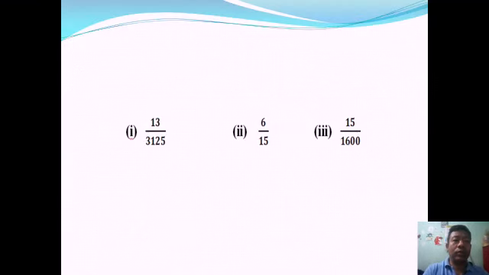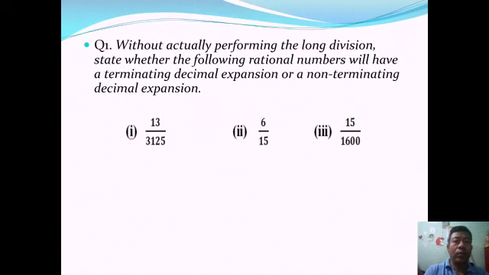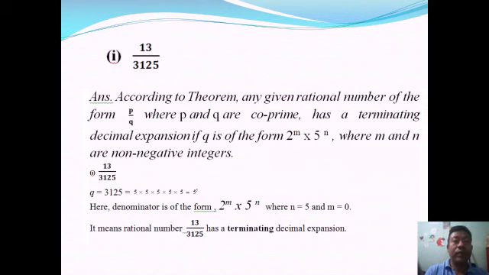Now, let us try to solve some of the questions. Let us take the first question. Without actually performing the long divisions, state whether the following rational numbers will have a terminating decimal expansion or non-terminating decimal expansion. The first one is 13 by 3125, the second question is 6 by 15, and the third question is 15 by 1600. Let's take the first question.